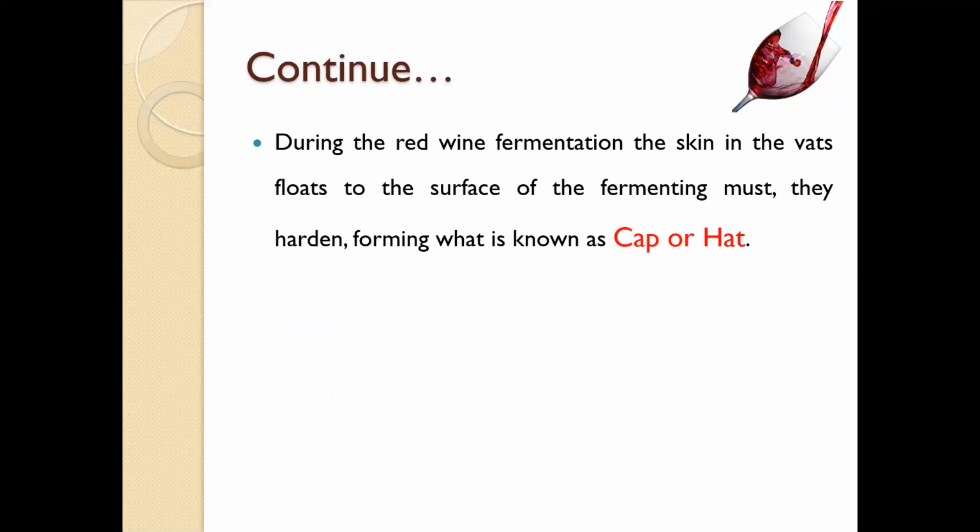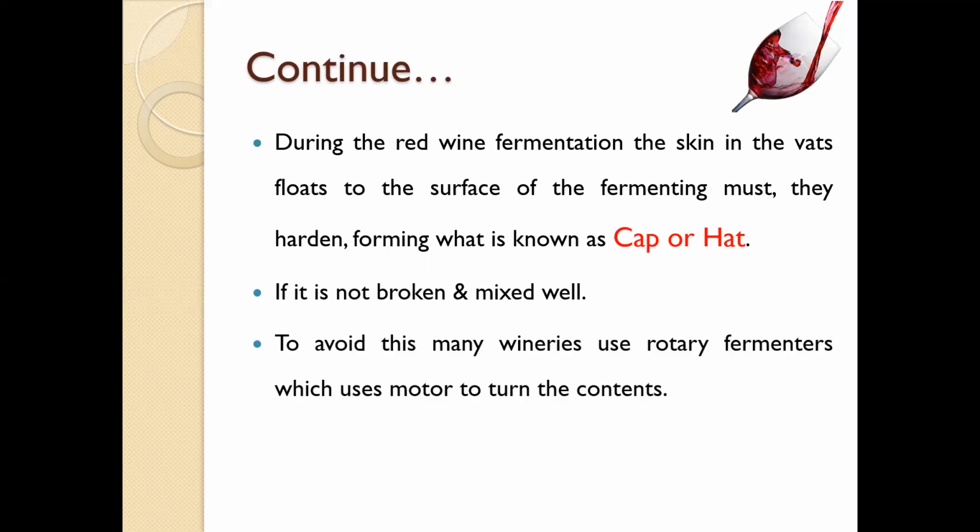During the fermentation process of red wine, the skin in the vat floats to the surface of the fermenting must. They harden, forming what is known as a cap or a hat. All the skin that is present in that particular free run is collected on the top. It accumulates at the top. This particular skin hardens and forms a cap. This cap is not desired. Hence, to break that particular cap, it is done either manually or mechanically. Most wineries, to avoid this cap, use a rotary fermenter which uses a motor to turn the contents. It swirls the complete content inside and hence breaks the complete cap.